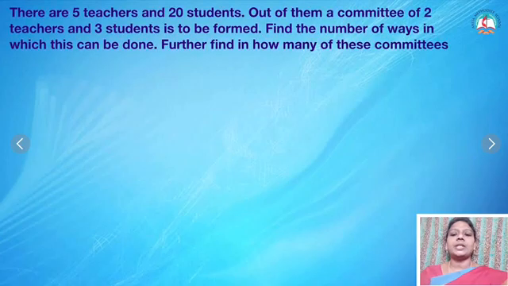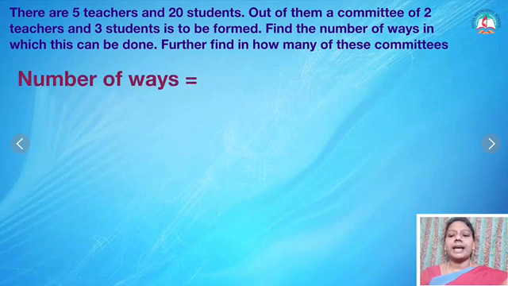Okay. So now the next one is there are 5 teachers and 20 students. Out of them, a committee of 2 teachers and 3 students is to be formed. Find the number of ways in which this can be done. Okay, so first we have to find out the number of ways. So 5 teachers, how many do I have to select? 2. Out of 20 students, I have to select only 3 students. Therefore, what are the possibilities? Number of ways is equal to, out of 5, I have to select only 2, and out of 20, I have to select only 3. There are no restrictions.